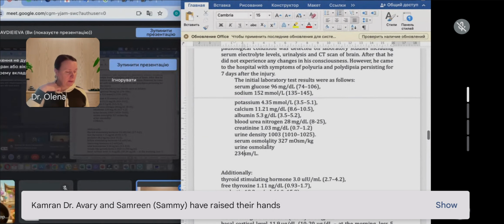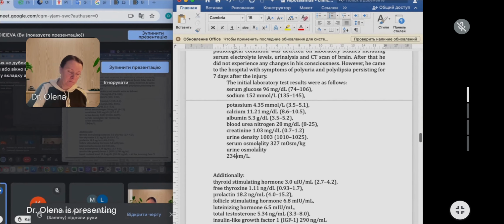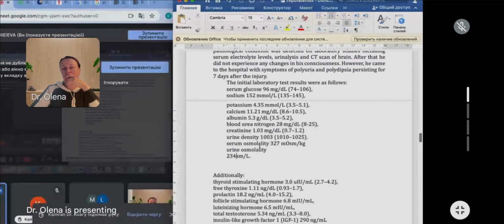Yes, Samrin, what do you want to add? Yes, doctor. I do agree with Kamran about diabetes insipidus. Because of the fall that happened to our patient, it can be a reason why his hypothalamus or his pituitary was disrupted, with some disturbance of the normal secretion of ADH, and that can lead to electrolyte imbalance too. Hence there is hypernatremia, which is one of the symptoms of DI, as well as hypercalcemia, which can happen because of the increased urine production. So I do agree with Kamran.